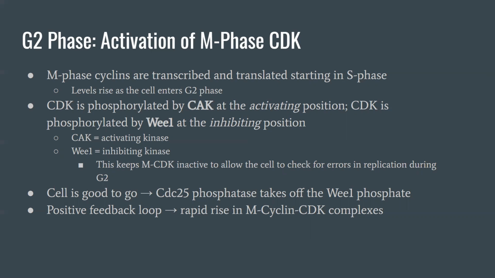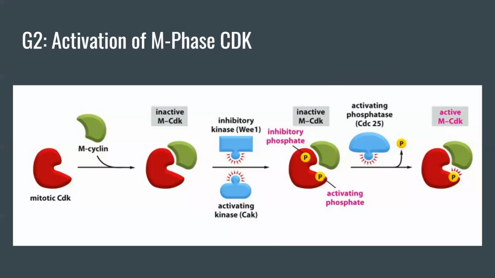If the cell determines that it's good to go, CDC25, which is a phosphatase, will take off the WEE1 phosphate, because that's on the inhibiting position. Now CDK only has a phosphate at the activating position, so MCDK is now active. Then there's a positive feedback loop that causes a rapid rise in the M cyclin CDK complexes, which I'll talk a little bit about in the next slide.